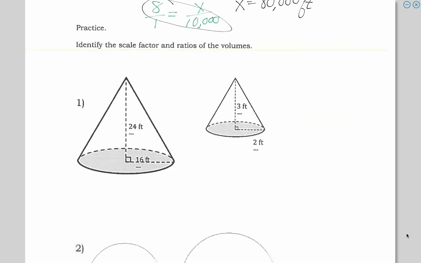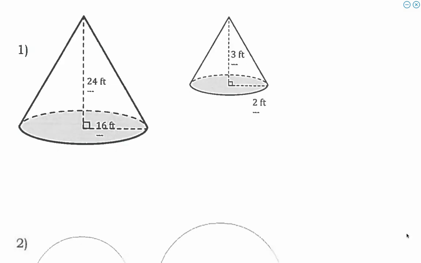All right, identify the scale factor. So we can pick any. We can do 16 and 2, which is 8. We can do 24 and 3, which is 8. I'm going to go with 16 over 2. And that's going to be big over small cone.